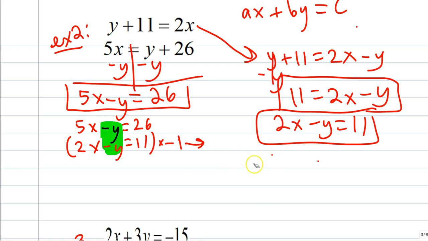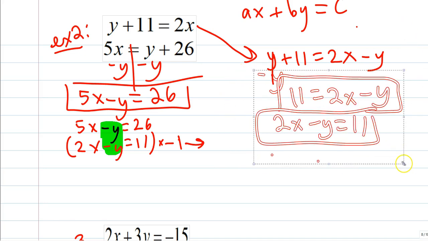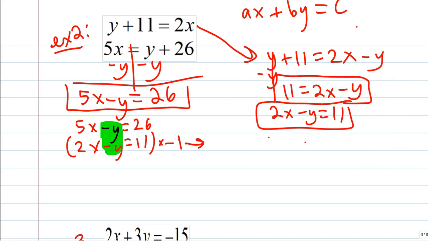Okay? All right, I'm running out of space. Let me see. I'm going to cheat a little bit. All right, you shrink up a bit. All right. So where were we at?